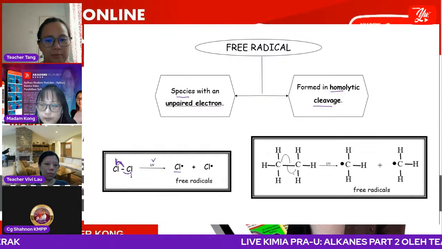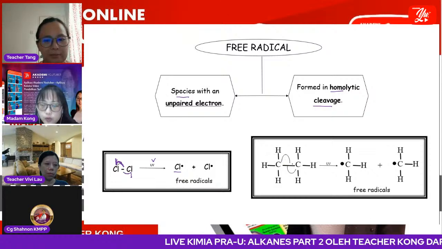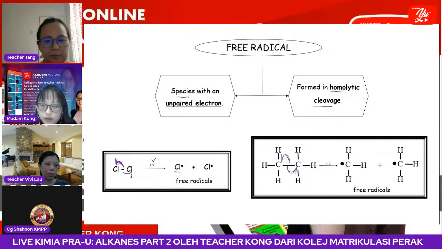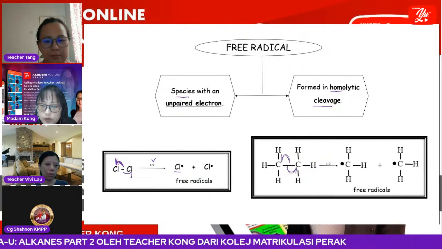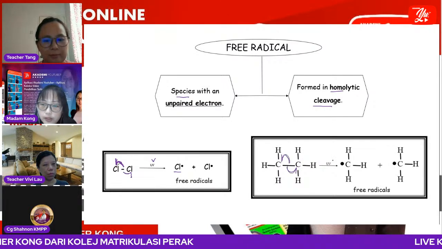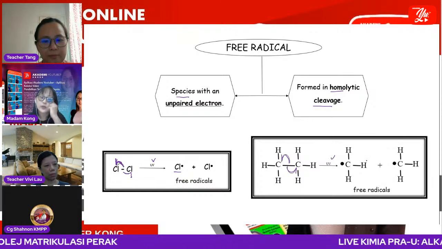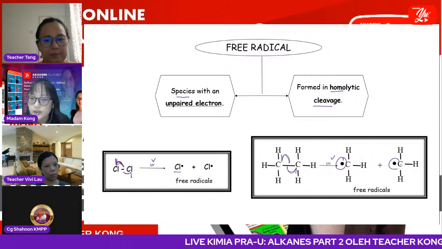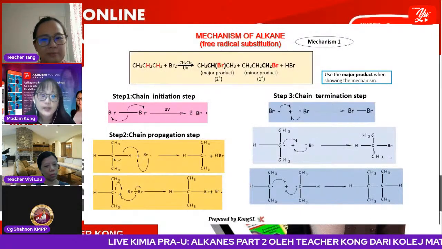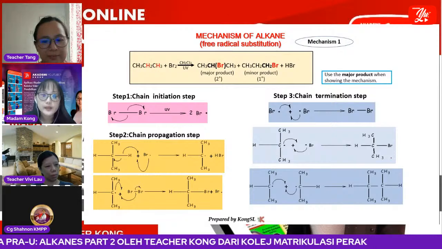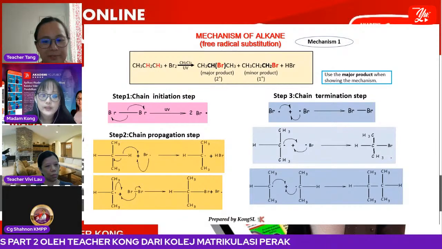Same for here. This is the splitting of ethane into two methyl groups. Split with half arrows, which means one electron goes to one methyl group and another electron goes to the other methyl group in the presence of UV. They form two free radicals. A free radical is represented by a dot. So this is the overview for the mechanism of alkane free radical substitution.